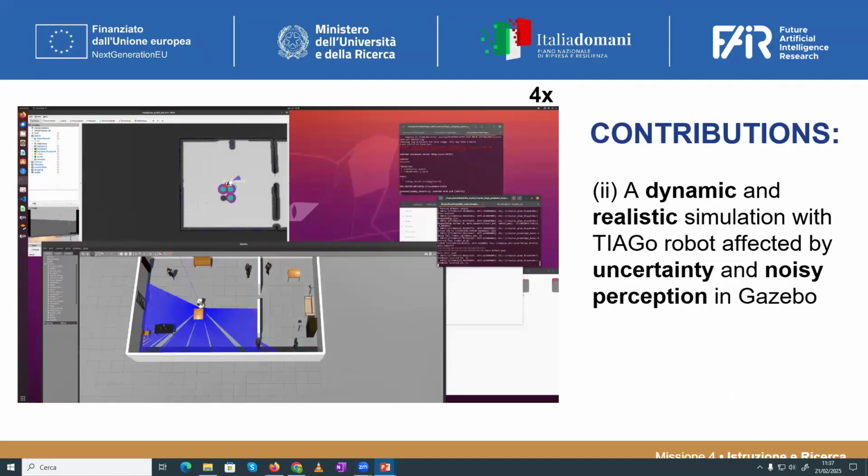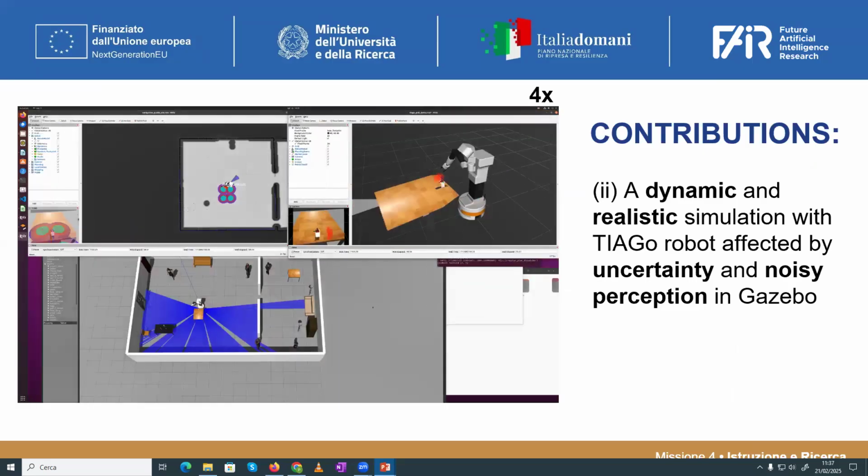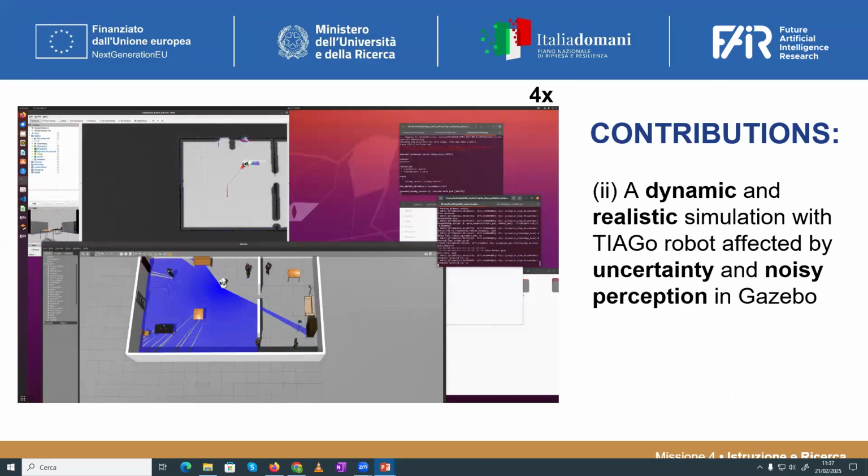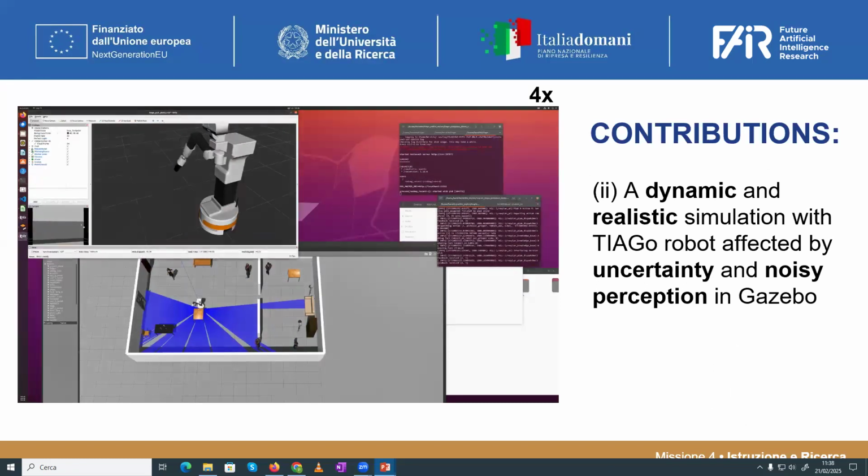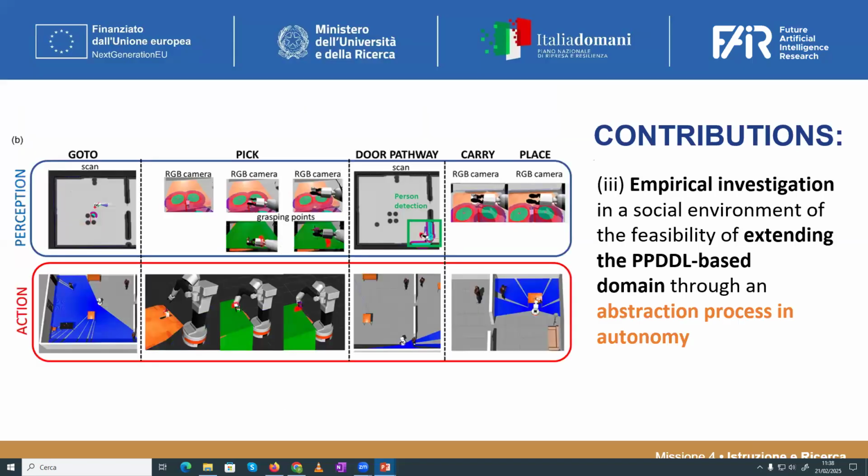So the first contribution was the ROS architecture. The second contribution is a dynamic, realistic simulation of an environment where the Tiago robot's behavior is affected by uncertainty and noisy perception. And so, in this study, which was presented at the last ECAI conference, we investigate the training behavior of the Tiago by executing a set of different plans, so sequences of actions. These actions are represented in an extended way, where the ideal action is also represented in PDDL. So one action can have different outcomes instead of only one.